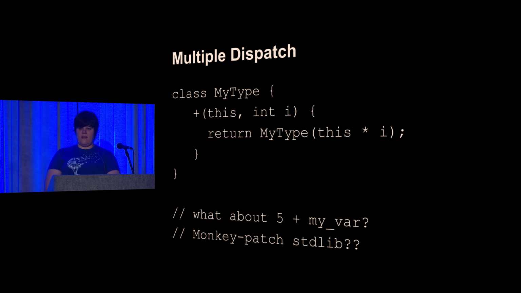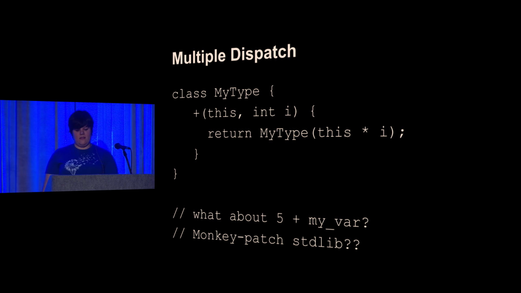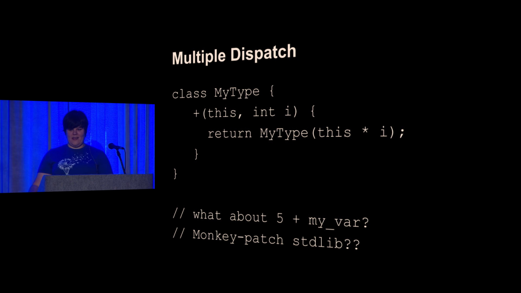Good. What if I write it the other way around, 5 plus myType? Well, then my types go in the other order, and I'm going to have to do something fancy. In some languages, there's more or less of a way to do this. In Ruby or Python, maybe you would monkey patch the standard library. That sounds pretty crazy. That's not really what I want to do.